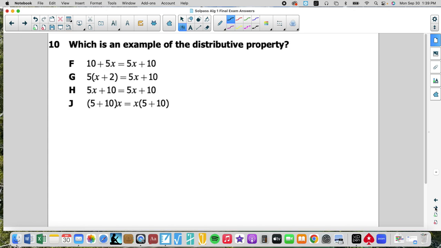Like that one, which is an example of the distributive property. This is the commutative property. It mirrors. This is the distributive property. This is, I guess, identity. And this is, no, that's commutative property also. So 10 would be G.